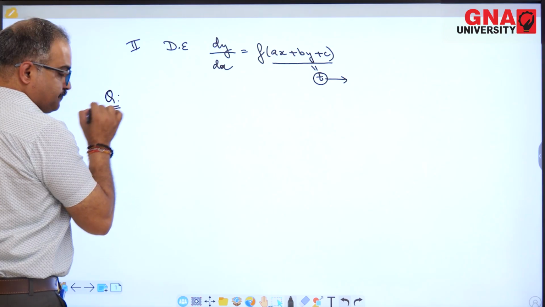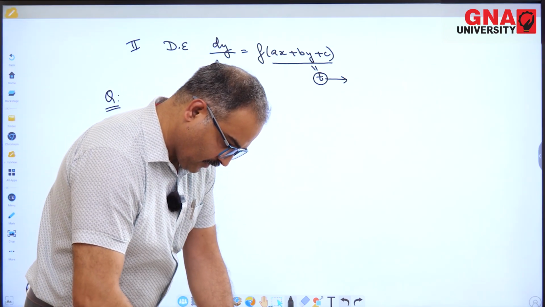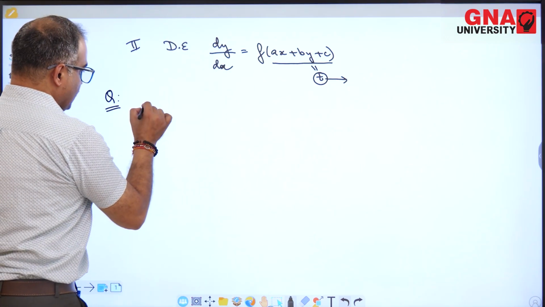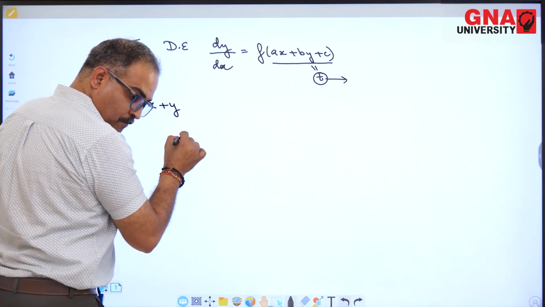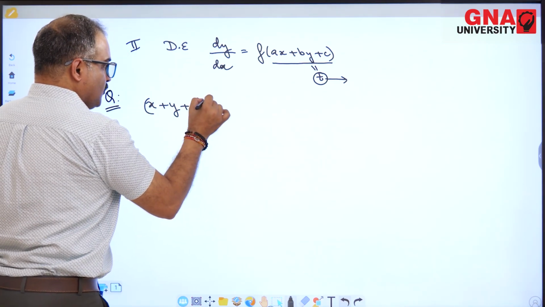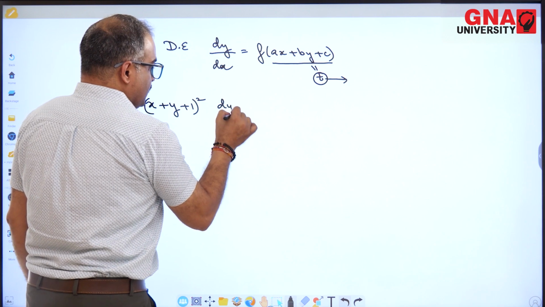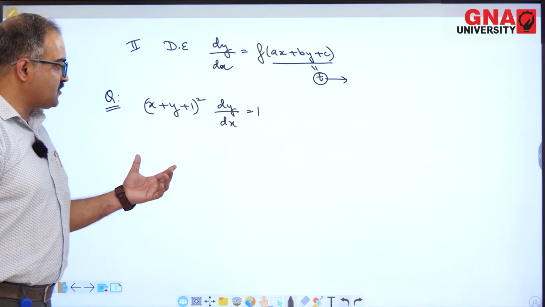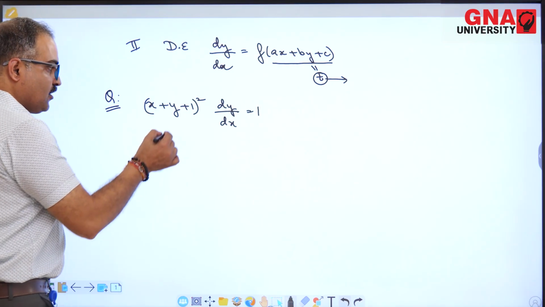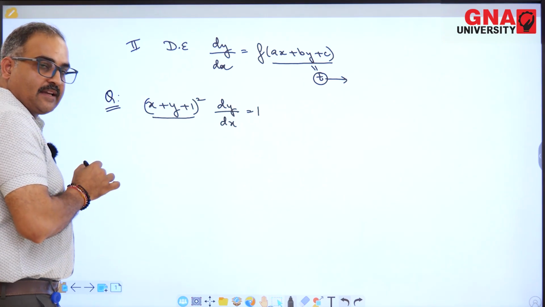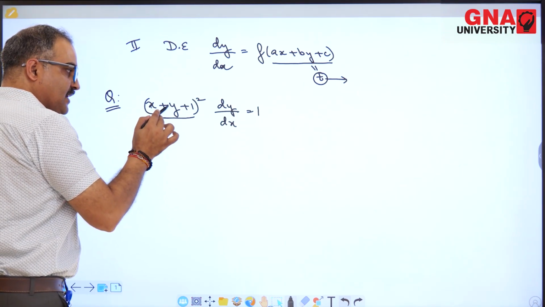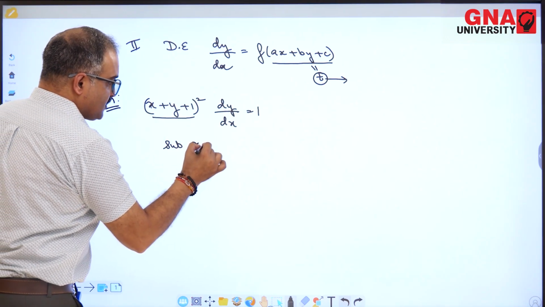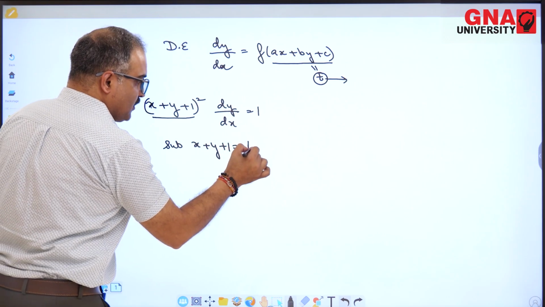So the question is x plus y plus 1 whole square dy by dx is equal to 1. Now this is the statement. We can check this, the whole term is in bracket and they consist of the terms x, y and a constant over there. So I'll substitute x plus y plus 1 is equal to t.